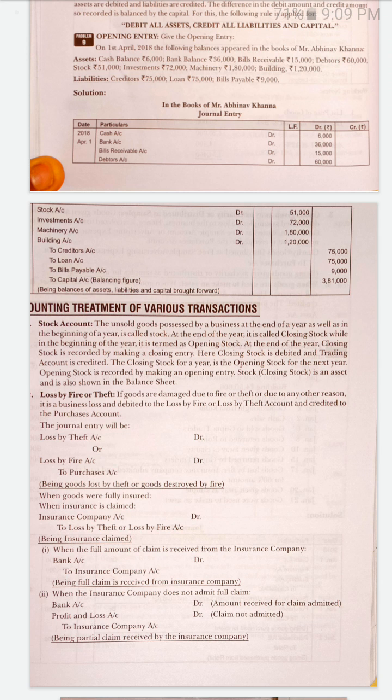If it is a profit, we credit the profit and loss account. Understood? So bank account debit, that is the amount received, and profit and loss account debit, claim not admitted, the balance amount, to insurance company account. The balance amount not admitted is an expense or loss to the company, because the amount is not received from the insurance company. So we debit the amount under the heading profit and loss account. Understood?